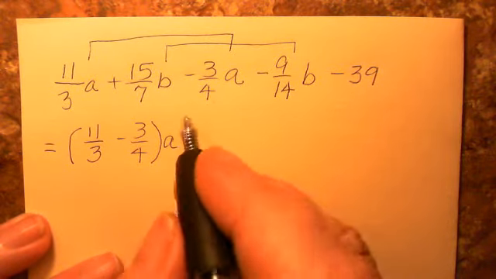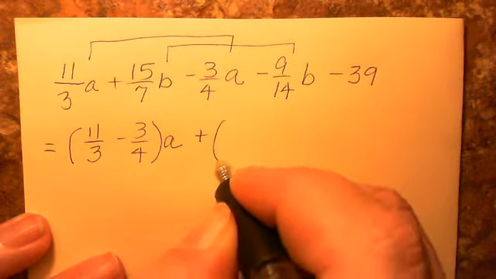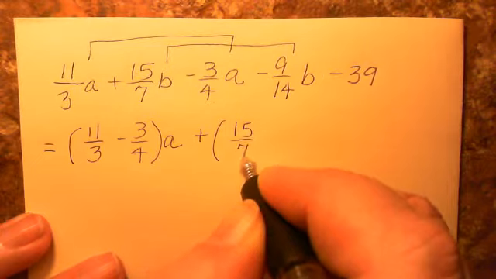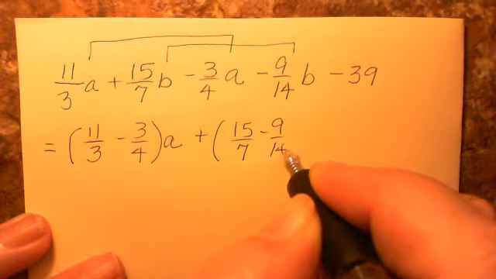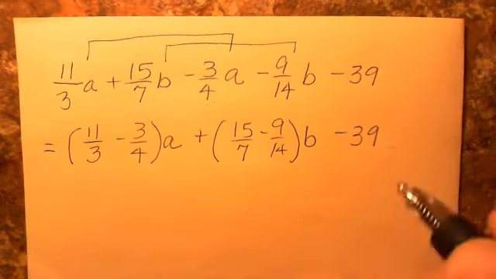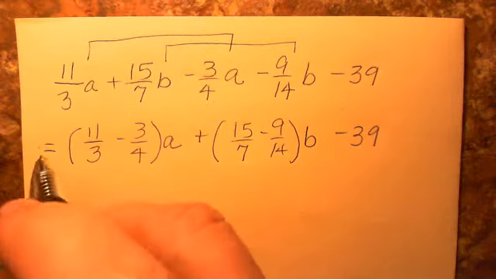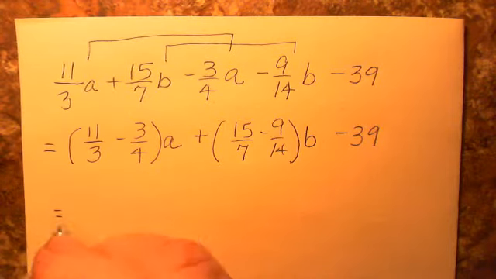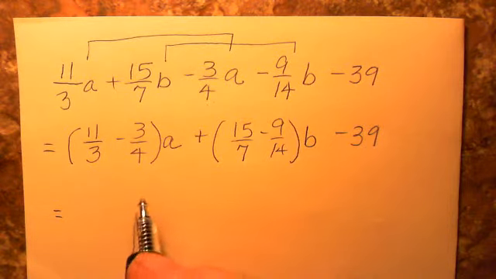And for our b terms, we have plus, got to put these in parentheses, 15/7 minus 9/14 for our b coefficient. And then we have our minus 39, which will not change. It has nothing like it to collect. Now, we need to remember how to deal with adding and subtracting fractions. We're subtracting these fractions, and we need a common denominator.